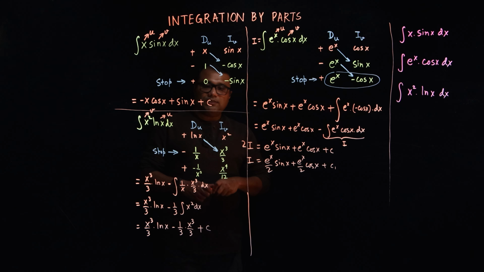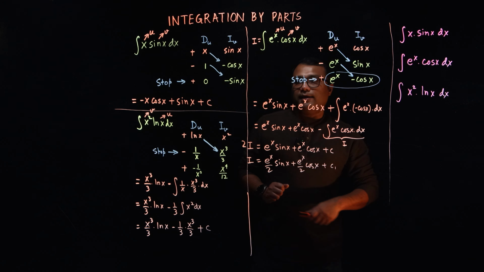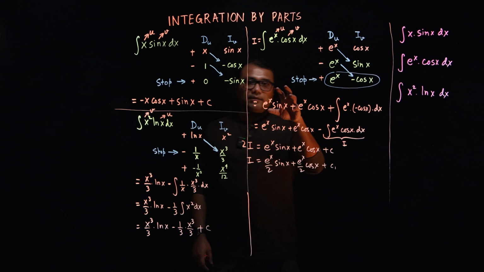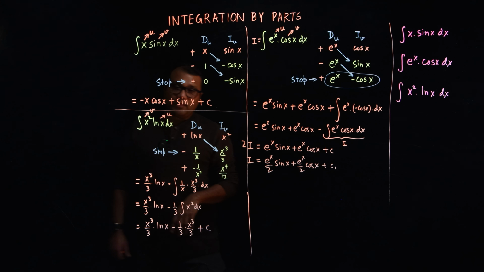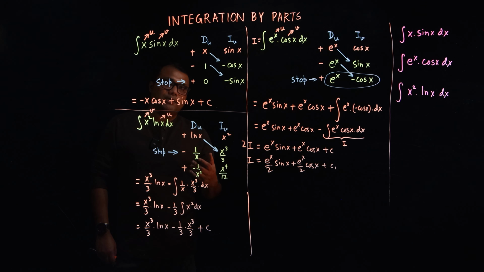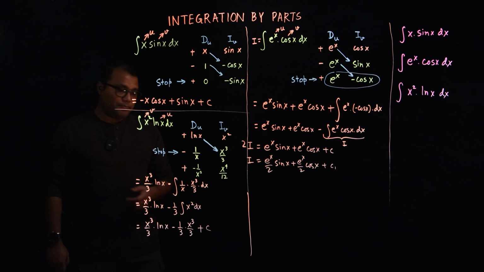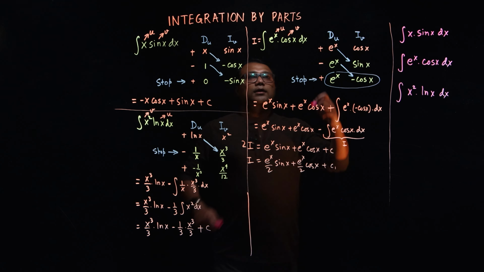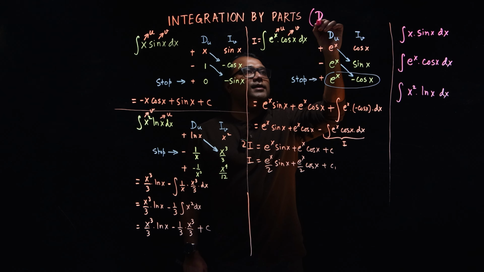So, these are the three simple rules that I have figured out so far, where to stop while building this DI table. This is a very, very useful algorithm for how we can do integration by parts, and this method I learned is called the DI method.